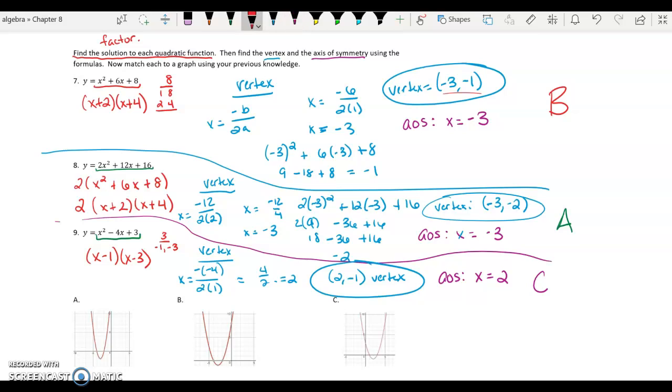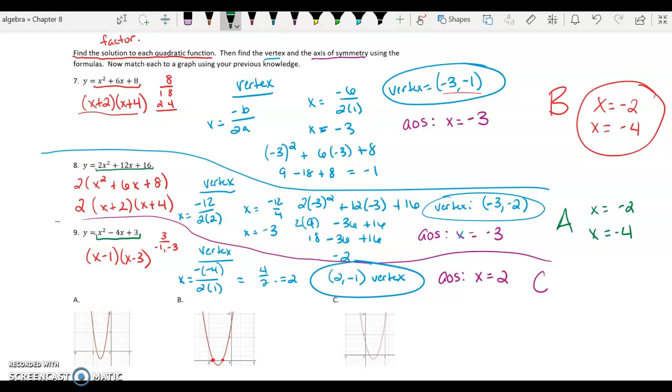What I want you to notice also, another big thing, is whenever we factored it, if I said x equals negative 2 and x equals negative 4, look at that graph. Where does it cross the x-axis? At negative 4 and negative 2. So us factoring is finding the x-intercepts. That's just a nice little thing to help you out. So this one's also x equals negative 2, x equals negative 4.